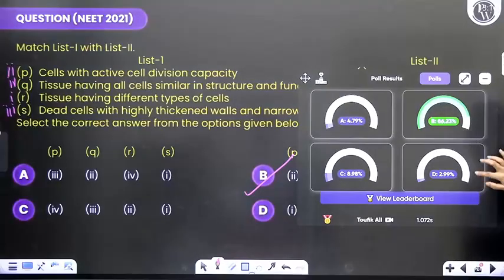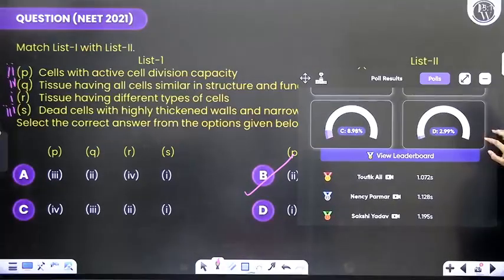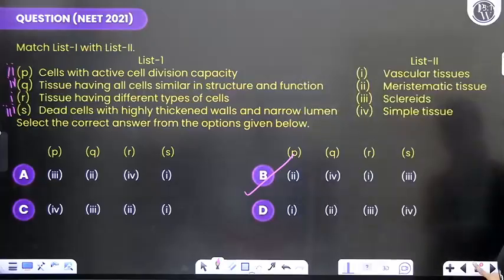Okay, not bad. 86% of you have answered correctly. Tawfiq, Nancy, Sakshi, top 3.